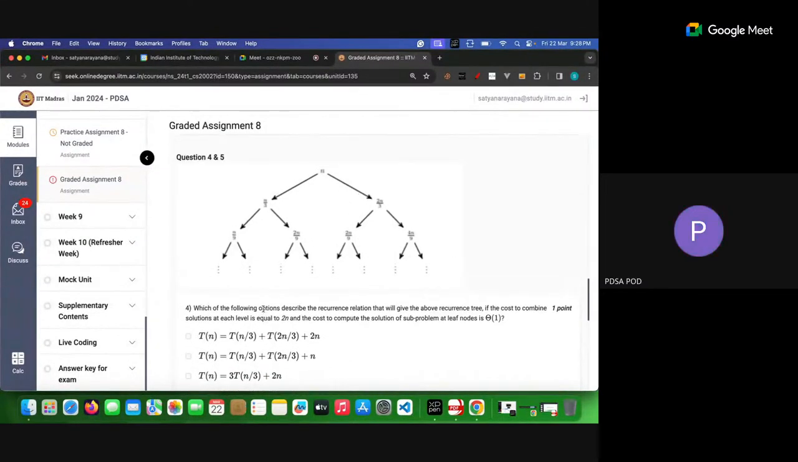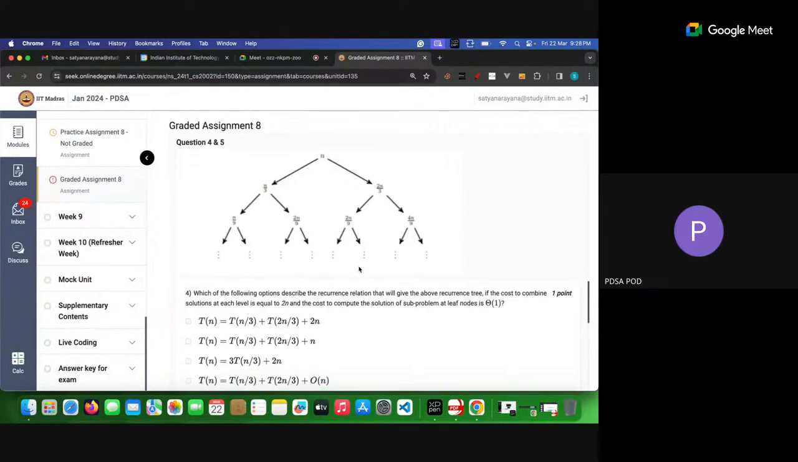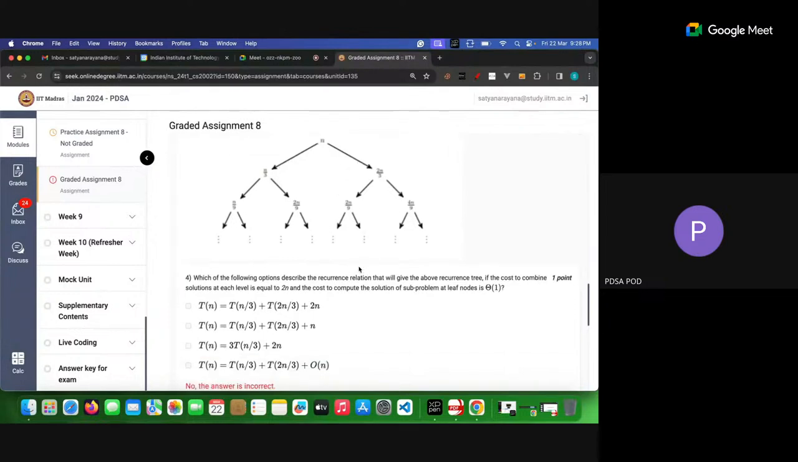Again, we are trying to divide. This one is a recursion tree. It's n by 3 and 2n by 3. And this is n by 9 and 2n by 9. Which of the following options describes the recursion relation which will give this? See, look at here.